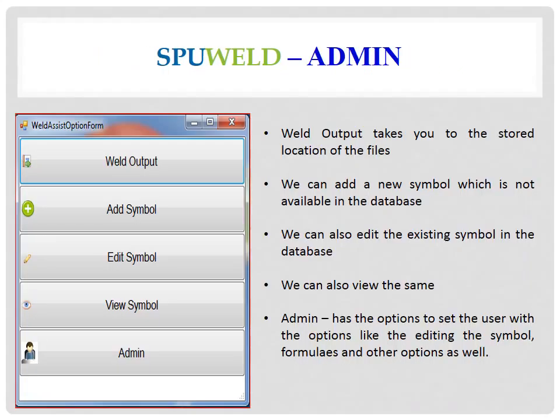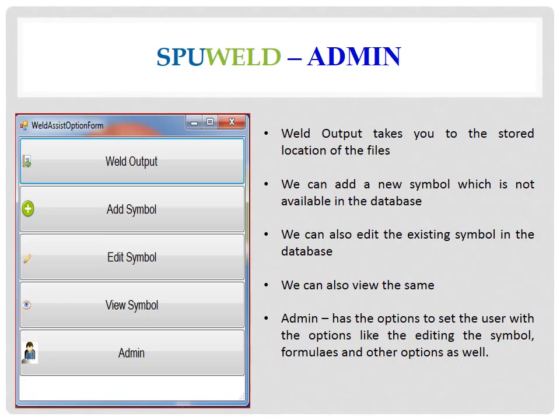Now let's look at some of the features available in the admin module. The admin module basically consists of the weld output, which can be stored in a separate location. There is an output directory which stores all the files. Then there is Add Symbol. Add Symbol helps you add a new welding symbol which is not present in the database.